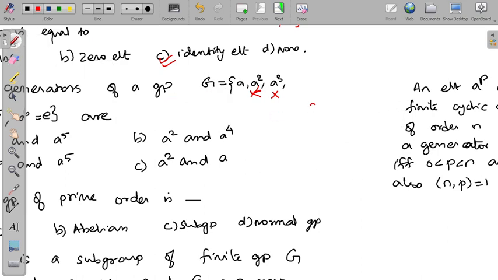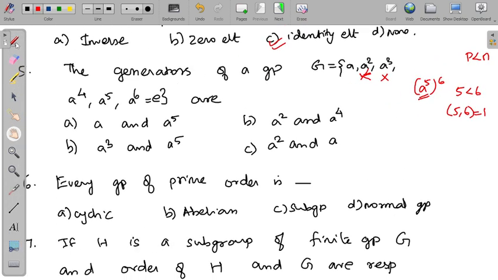Now I am moving to a power 5. So a power 5, the whole power 6, because we won't move to 4 or some other value, because p is less than n. So here it is satisfied, 5 less than 6, and also it is relatively prime. So I can say that a power 5 is a generator. So here the correct option is A and a power 5.